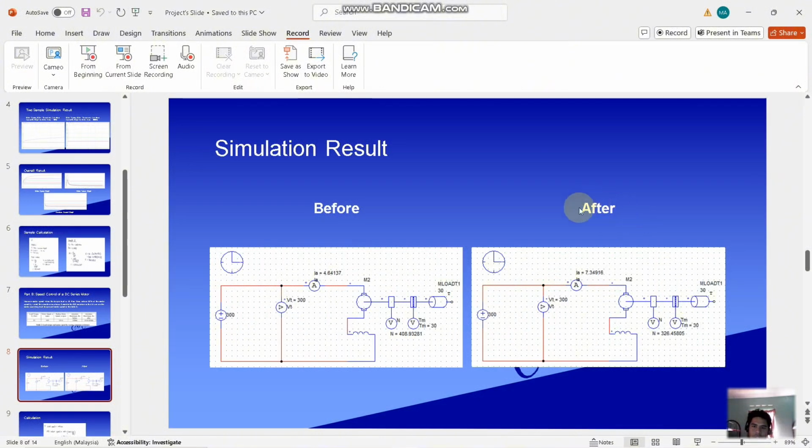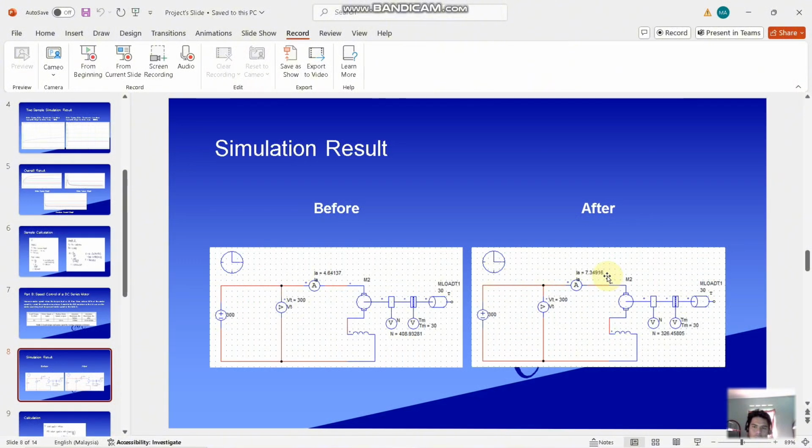For the after circuit, after increasing the resistance to 80.832 ohms, we observe changes in the circuit. The current increased to 7.34916 amperes, indicating higher resistance. The motor speed decreased to 326.46 rpm, aligned with our target.